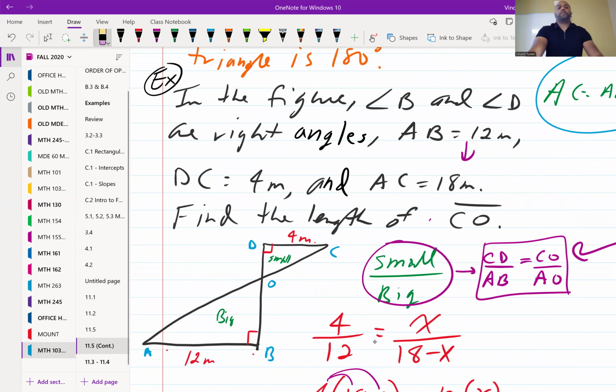All right, so we have a figure right here. It says B and D are right angles. Side AB is 12 meters. Side DC is 4 meters. And AC is equal to 18 meters. Find the length of CO. I'll give you a chance to write that down before we get into how to solve it.